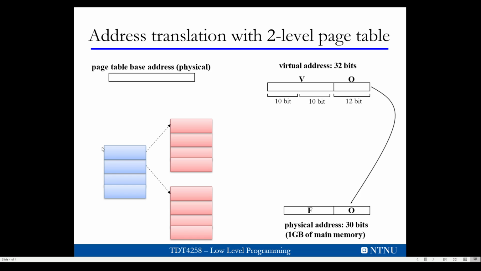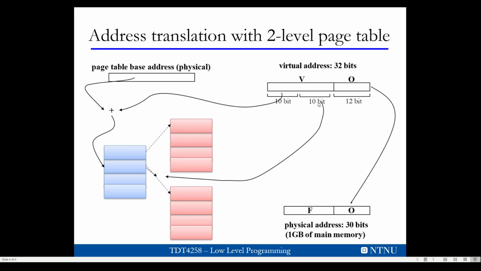Then our page table base address points to the beginning of the first table. So to select an entry from the first table, we take that address, add it to the upper 10 bits of the virtual address, and we go to one of the entries. Then that entry takes us to the beginning of one of the second level tables. We add that to the next 10 bits from our virtual address, and we go to one of the entries in the second level page table, which gives us the physical page number. So we have 2 hops here. First, we need to access memory to get an entry from this table. Then we need to access memory to get an entry from the second table.